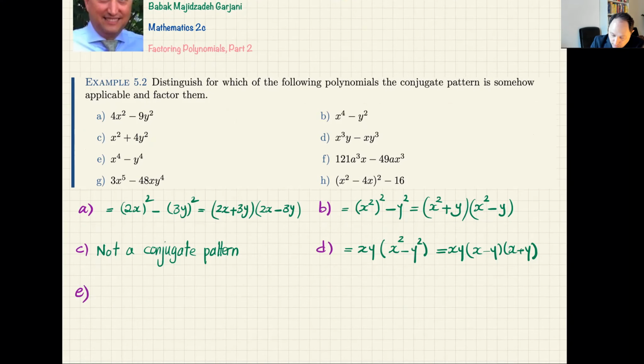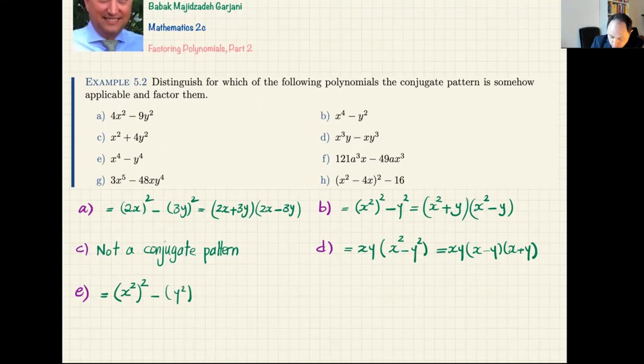Let us go to part E. I have this expression. Can I use the conjugate pattern here? The answer is yes. I have the difference. x^4 is a complete square, y^4 is a complete square. So let me write the intermediate step. x^4 can be viewed as (x^2)^2 minus (y^2)^2. But then immediately I realize this is a conjugate pattern. So I take the square root of the first one and put it here and there. I take the square root of the second one and put it here and there. And then I put a negative sign. One of them should be negative, the other one positive. Do you think this is the end of the story, or should I continue?